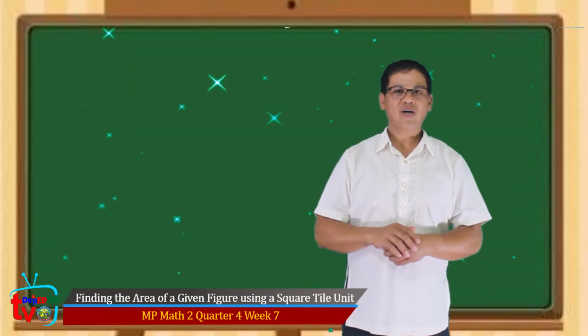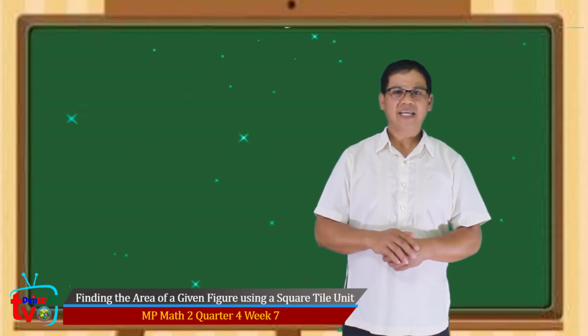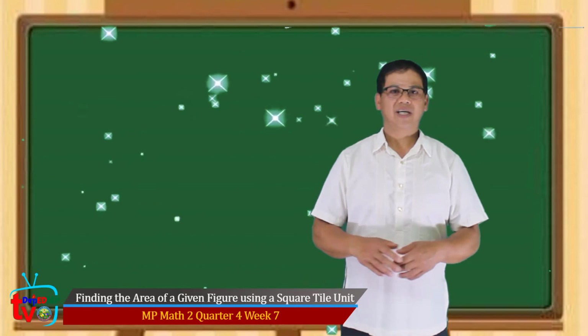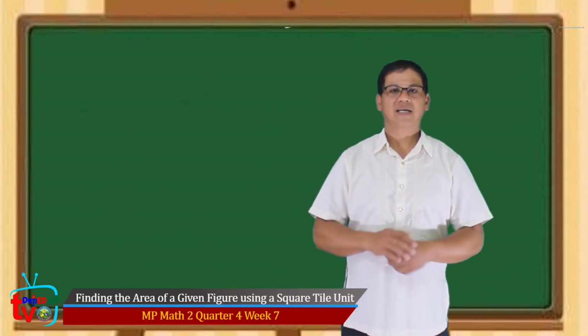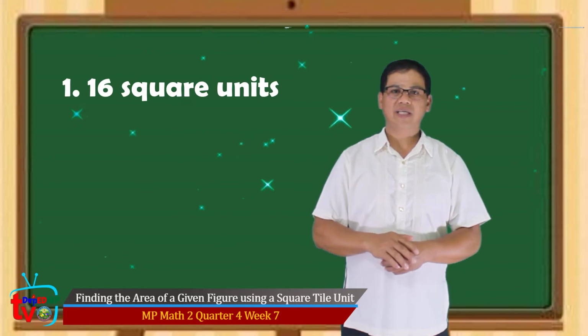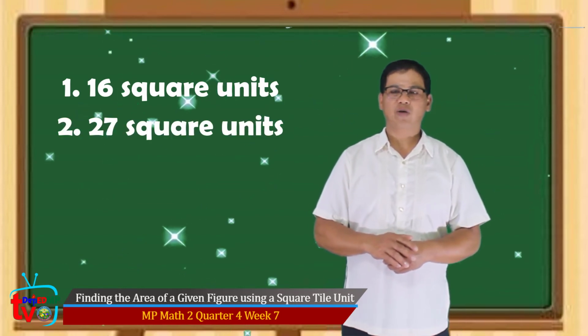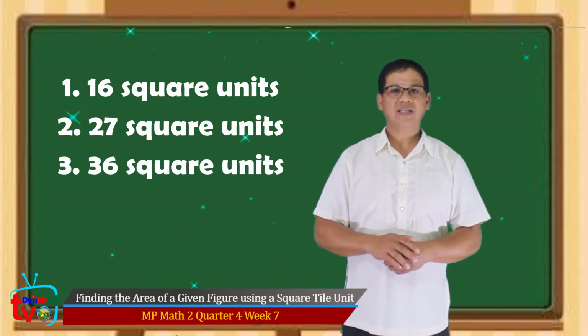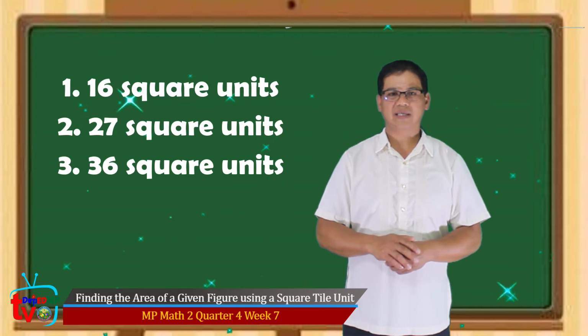Let us check your work. Be honest in checking, okay? Here are the answers. Number 1, 16 square units. 2, 27 square units. And 3, 36 square units.